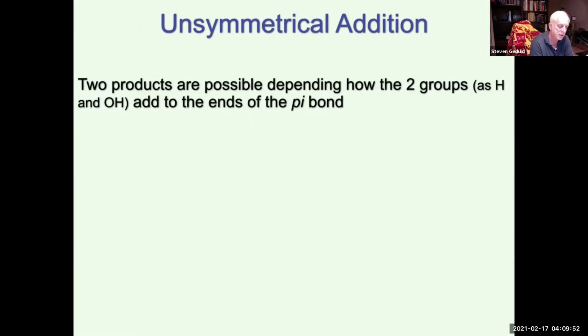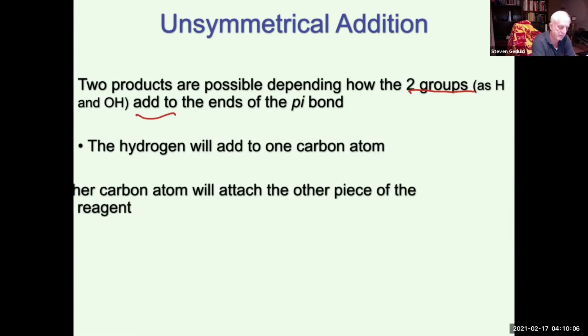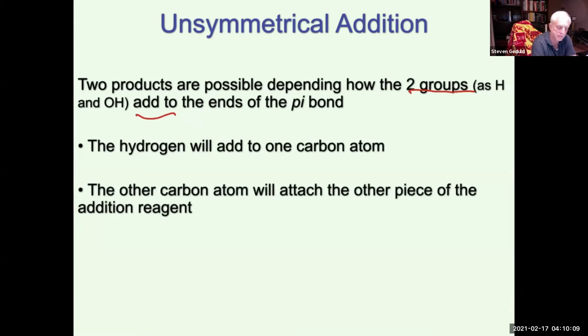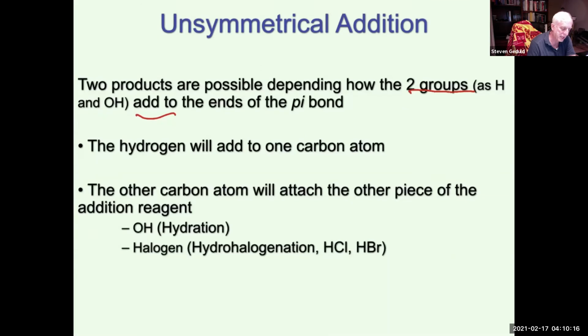Now, if the sets were different, we'd have different products. So 2 products are possible depending on how the 2 groups are added to the ends of the pi bond. If it's not a symmetrical molecule, it's going to be an unsymmetrical addition. Hydrogen will add to 1 carbon, the OH will add to the other carbon. That's what makes it unsymmetrical. So in hydration, there's an H and an OH. In hydrohalogenation, there's an H and a halogen. So either we're going to add OH and H, or we're going to add Cl and H, or Br and H. Those are your unsymmetrical additions. There are 2 types: hydration and hydrohalogenation.